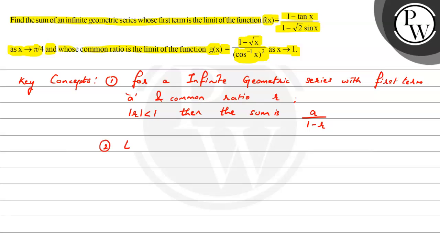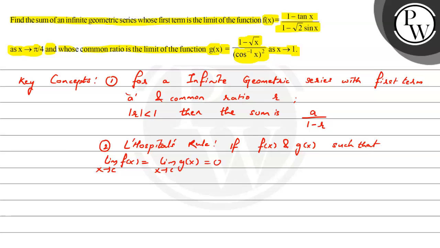The second key concept is L'Hopital's rule. L'Hopital's rule says that if we have functions f(x) and g(x) such that limit x tends to a point c of f(x) is equal to limit x tends to c of g(x), which is equal to 0 or plus or minus infinity, then limit x tends to c of f(x) divided by g(x) is equal to limit x tends to c of f dash of x divided by g dash of x. Now with these two concepts, let's start our solution.